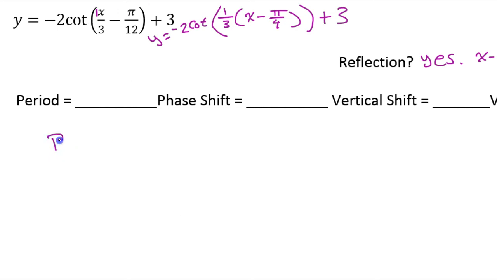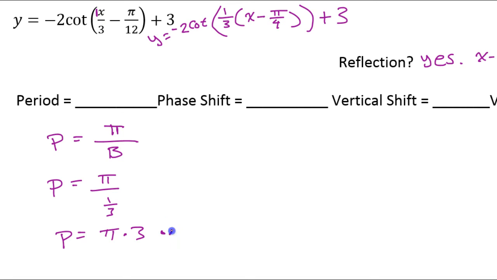The period is always the normal period divided by the b value. For tangent and cotangent, the normal period is pi, unlike sine and cosine that have a period of 2 pi. So that's why I'm going to do pi divided by the b value. So the period is going to be pi divided by 1/3. But that means pi times 3, or 3 pi. So the period is 3 pi.